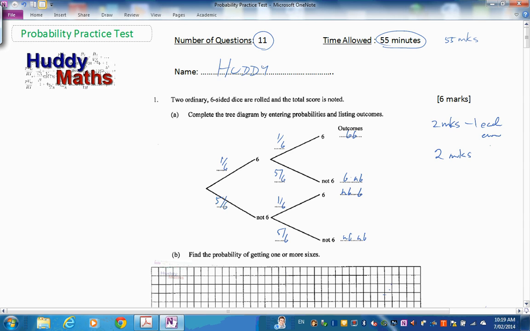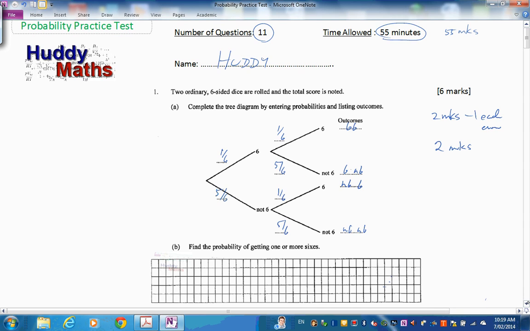And then we want the probability of getting 1 or more 6s. So 1 or more, that's this one, or this one. You could say that's 1 6 by 1 6 for 2 6s, plus a 6 by not a 6, plus not a 6 by a 6. If you do all that, I think you get 11 on 36. Or you could say 1 minus the probability of no 6s. So that's just this one. That's 1 minus 5 on 6 by 5 on 6, which is again 11 on 36. Okay, so there are 2 marks for that.